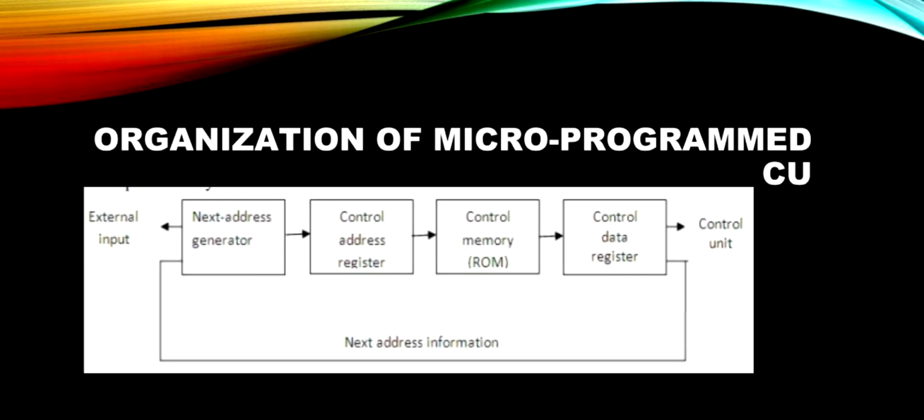The control memory address register specifies the address of microoperations, and the control data register holds the micro instruction read from memory. While the micro operations are being executed, the next address is computed in the next address register circuit and then transferred into the control address register to read the next micro instruction.